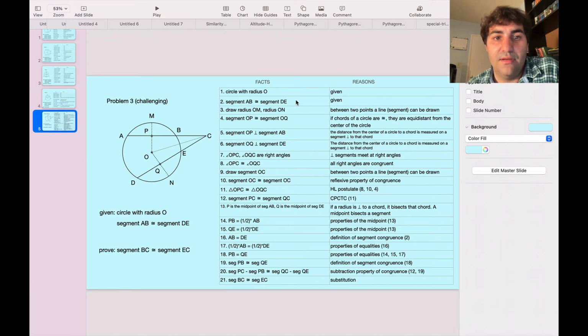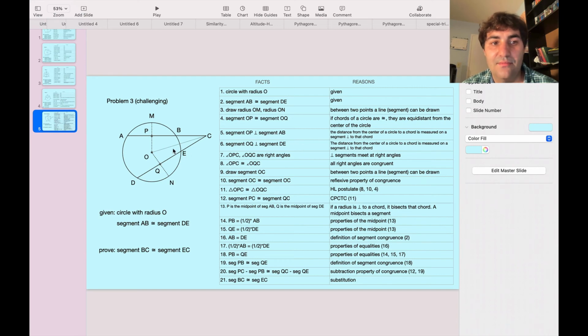So we write down what we know, and I'm going to draw a radius OM and ON. So between 2 points, a line and hence a segment can be drawn. And we know that segment OP is congruent to segment OQ because if chords of a circle are congruent, then they're equidistant from the center of the circle. And we know that chord AB and chord DE are congruent.